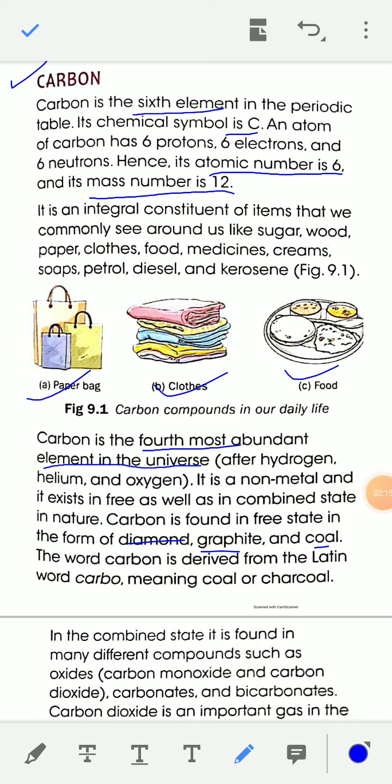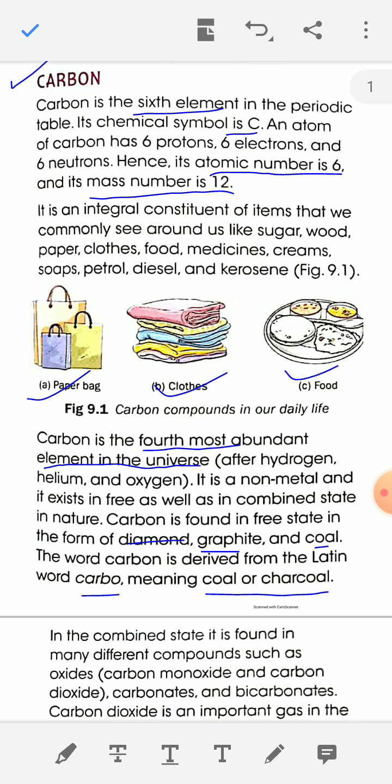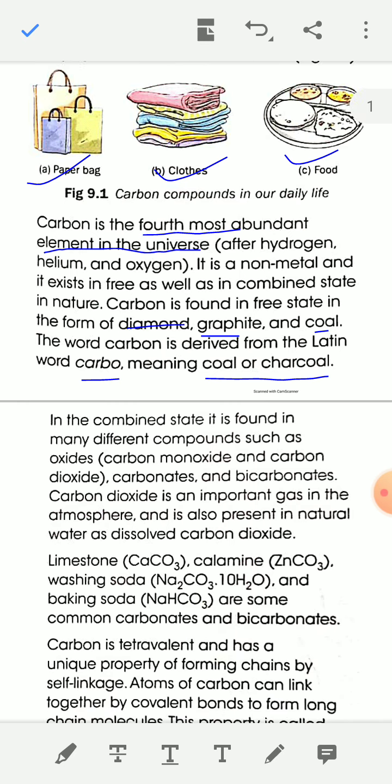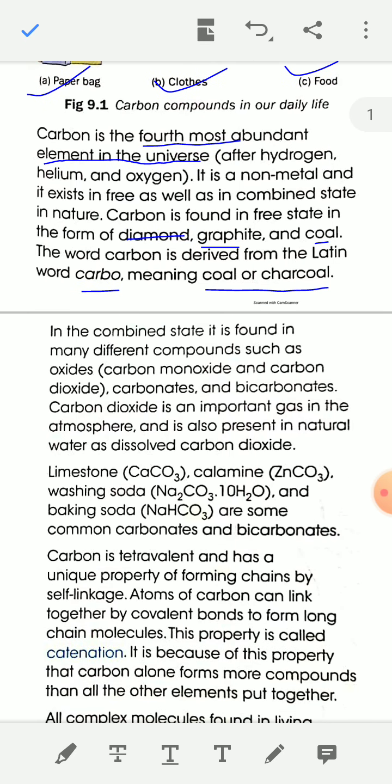And the word carbon is derived from the Latin word carbo. Carbo means coal or charcoal. So it can exist in free state as well as in combined state. In diamond, graphite and coal, carbon exists in free state.